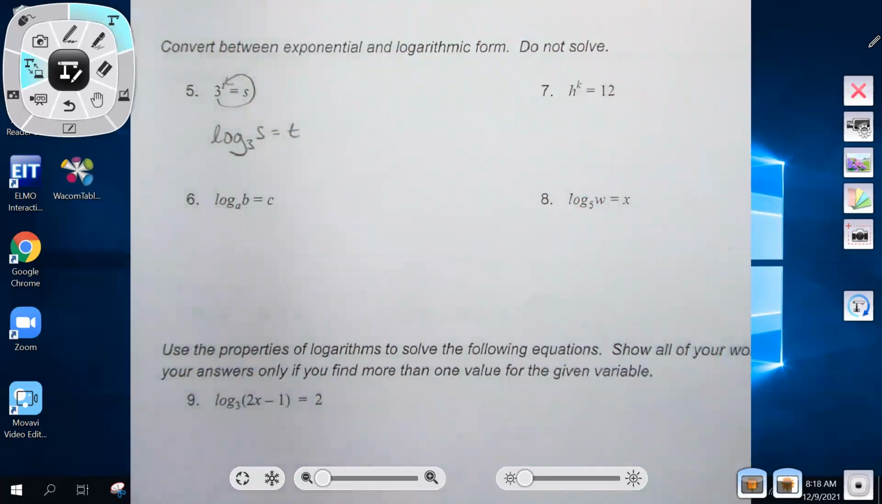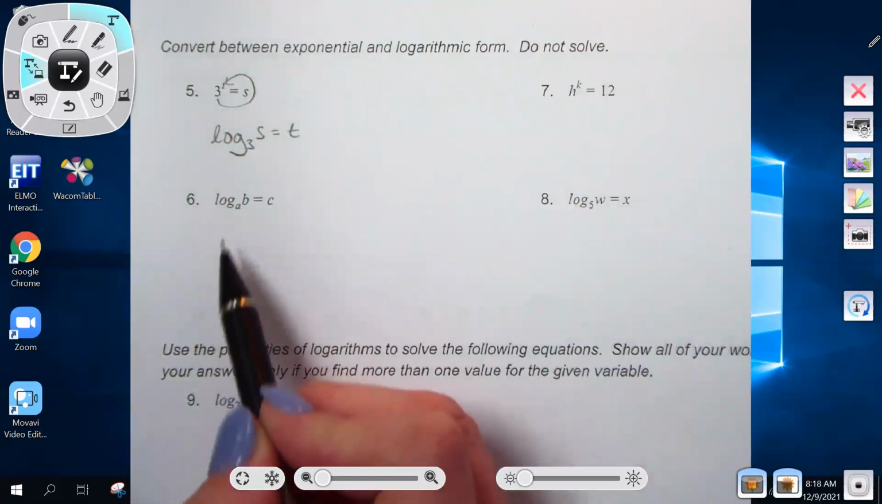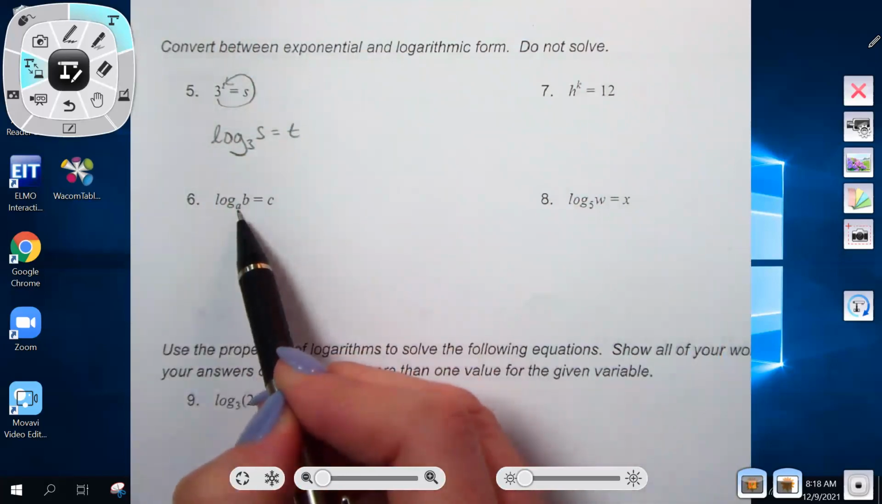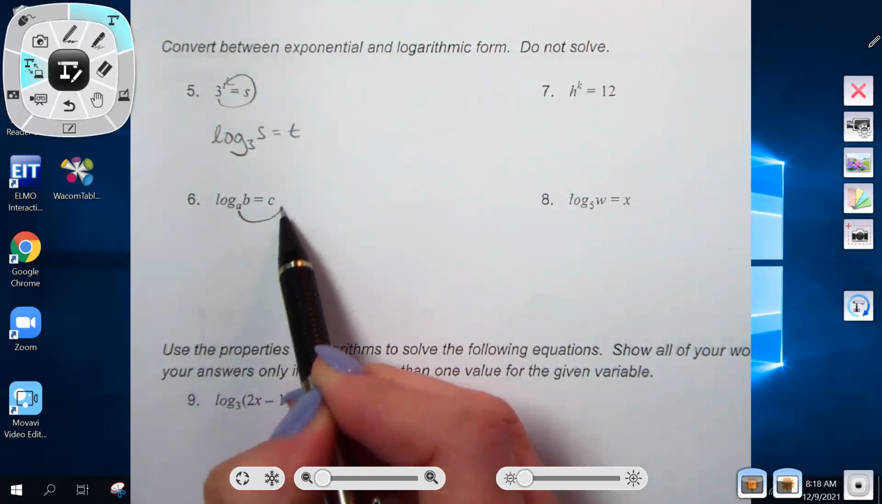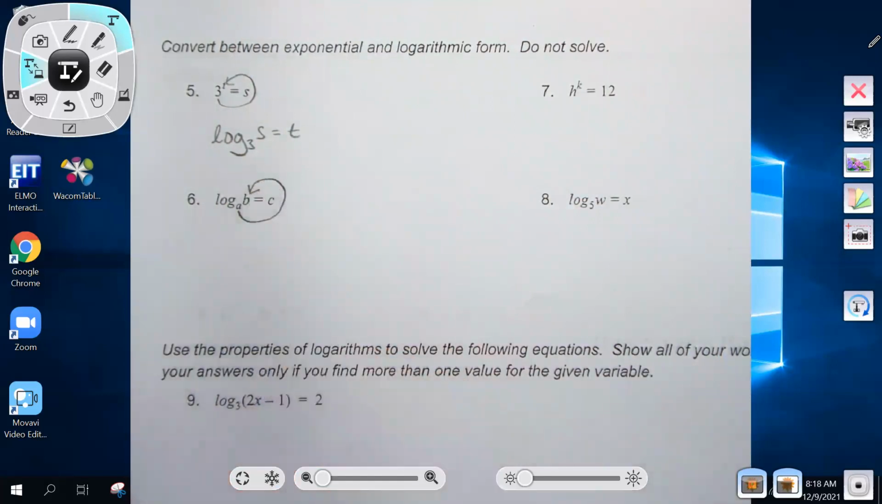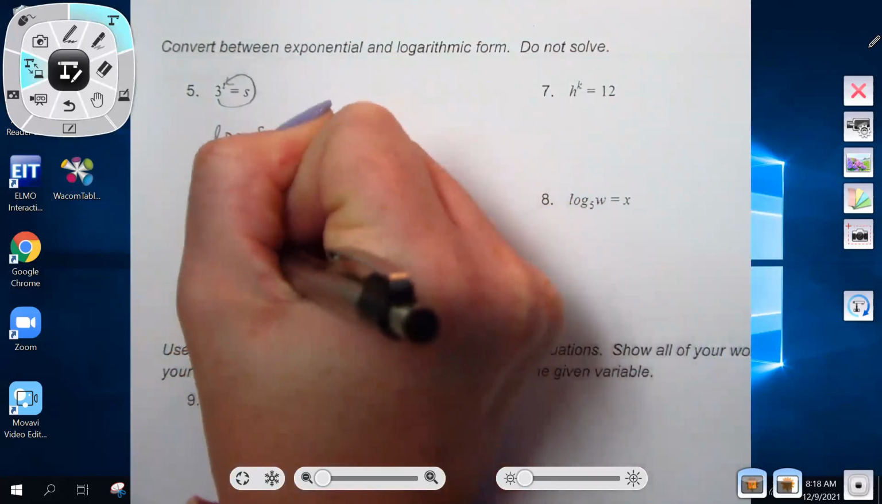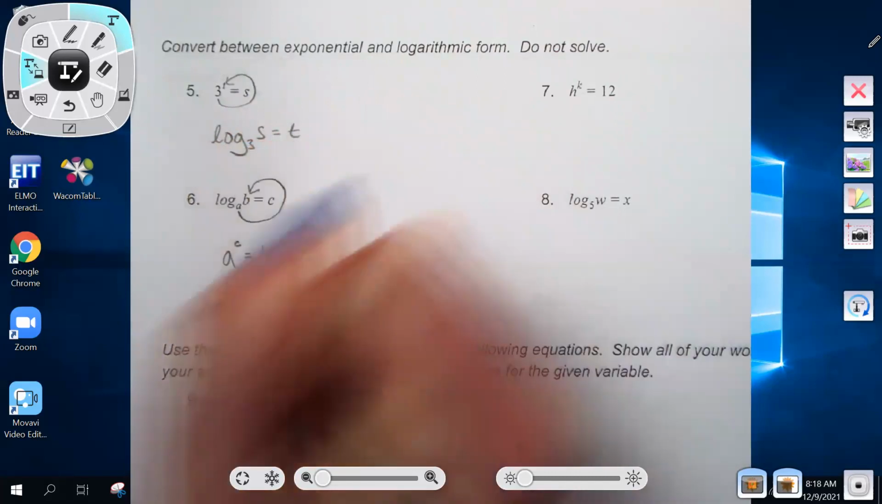Again, on these, there's not that much work to be shown. Number 6, we're changing from log form to exponential form. Again, start at the base, which in this case is a. Draw a counterclockwise loop around to b. So when we write this in exponential form, we follow our loop. A to the power of c equals b.